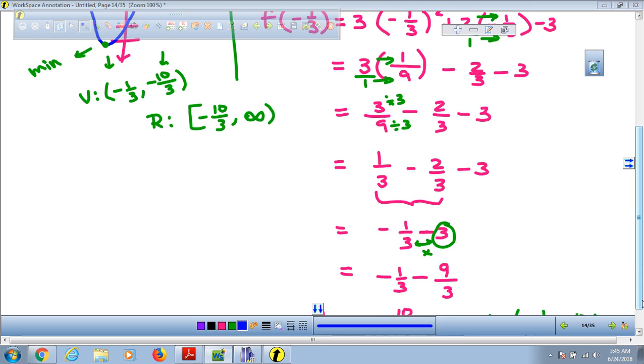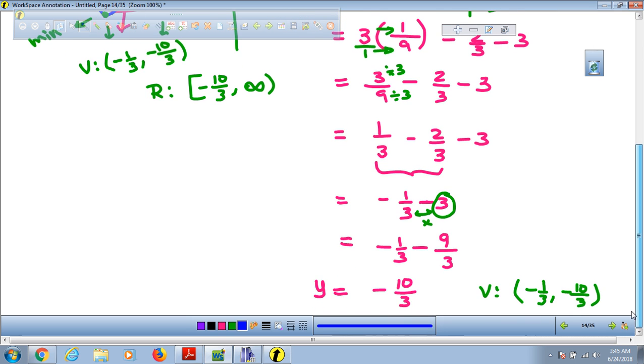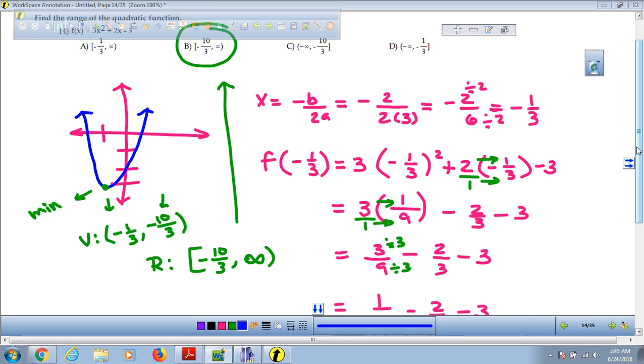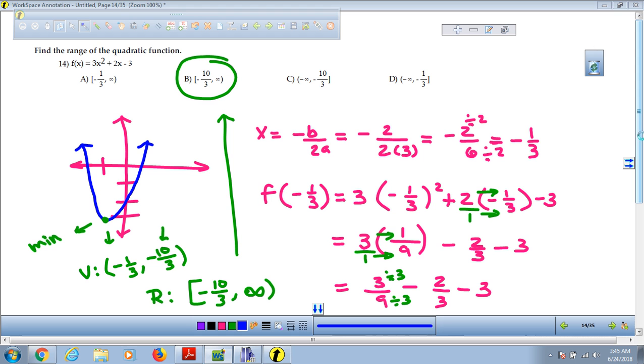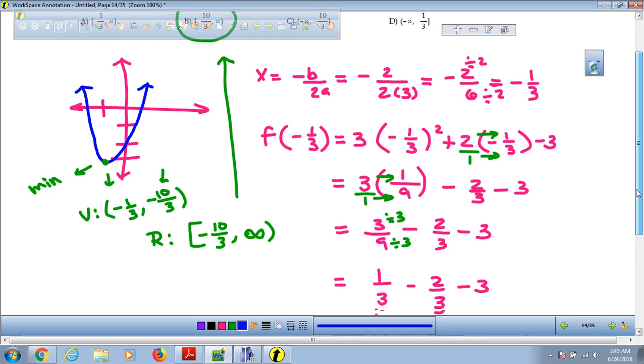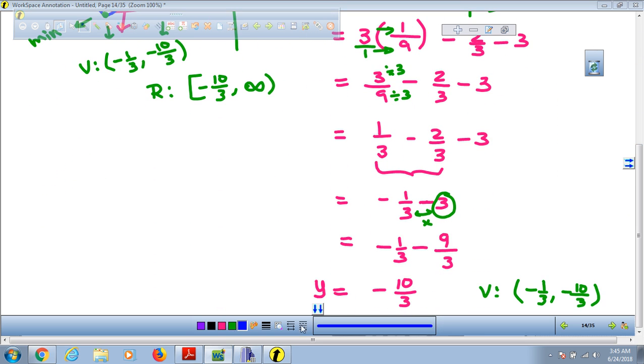So I showed you algebraically, because if you don't have a calculator or you don't know how to use the calculator very well, you're going to have to do the basic way by hand. Okay.